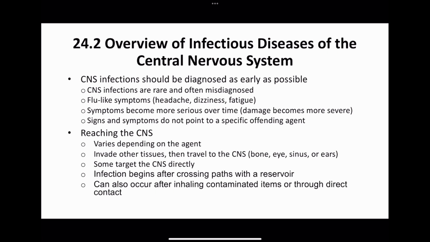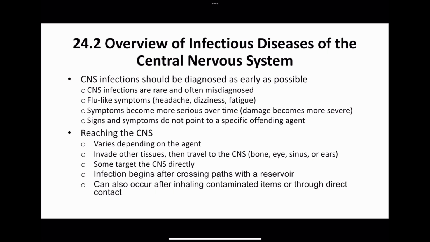To reach the CNS, microorganisms use various paths which depend on the invading agent. Most microbes first infect distal sites, or sites that are further away from the CNS, and then travel to it. Other ways pathogens reach it are through infection in an adjacent bone or through a structure closely associated with the CNS. These structures can include the eyes, sinuses, ears, or the pharynx.